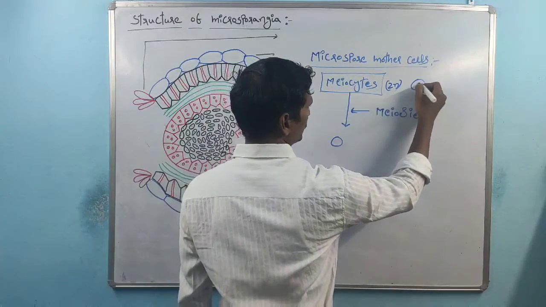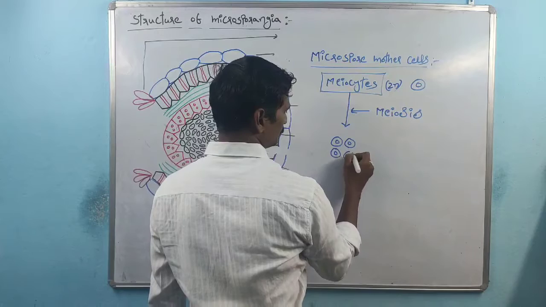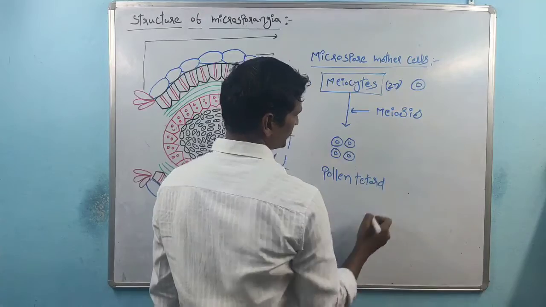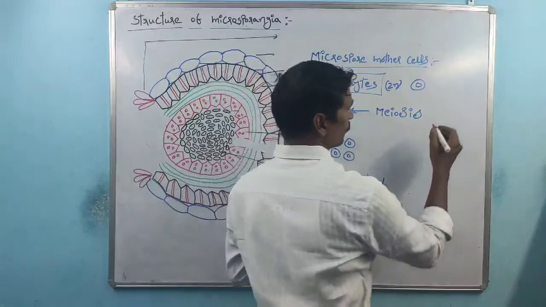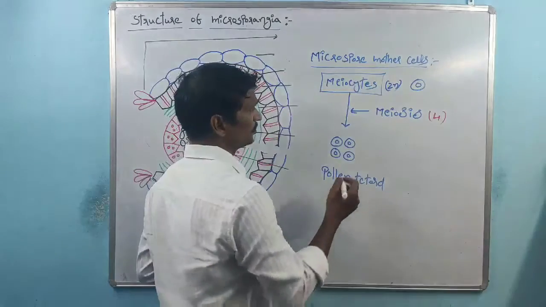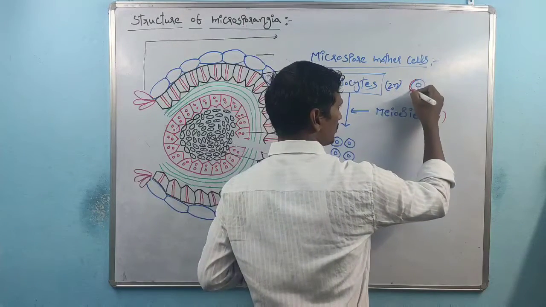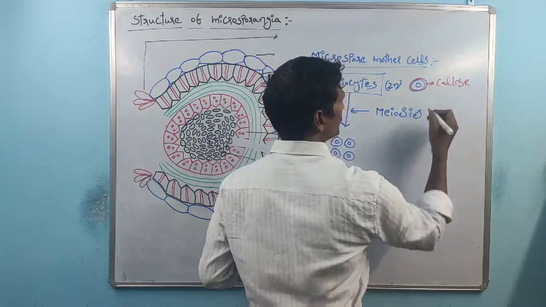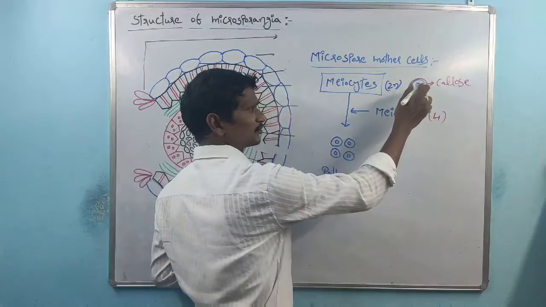This is a microspore mother cell. That microspore mother cell undergoes meiosis and produces a pollen tetrad. So what is a pollen tetrad? We know in the meiosis process, one cell produces 4 daughter cells. So a pollen tetrad is nothing but one microspore mother cell, covered by a layer. The layer is called the callose layer, right? So it is already covered with the callose layer or callose membrane.